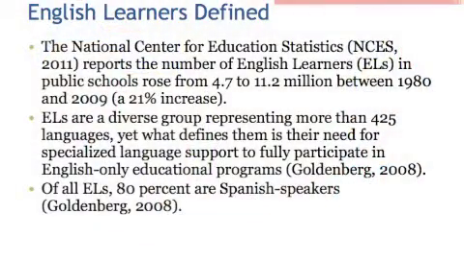The next section we're going to get to here is, well, what do you all need to know about English learner students? And first is that we're going to define who is an English learner. So the National Center for Education Statistics reports the number of English learners, or ELs as we call them, in public schools rose from 4.7 million to 11.2 million students between 1980 and 2009, or a 21% increase.